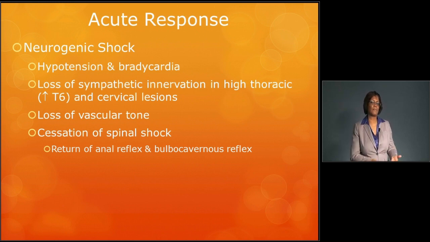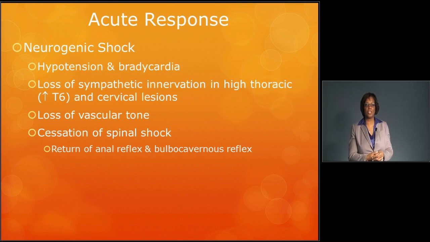All the other shocks, the first compensatory mechanism is tachycardia. But with neurogenic shock, because you lose the sympathetic innervation, they lose the ability to increase their blood pressure, because that's what your sympathetic nervous system does for you. So they end up having bradycardia. The parasympathetic system takes over, and the symptom of that is bradycardia.